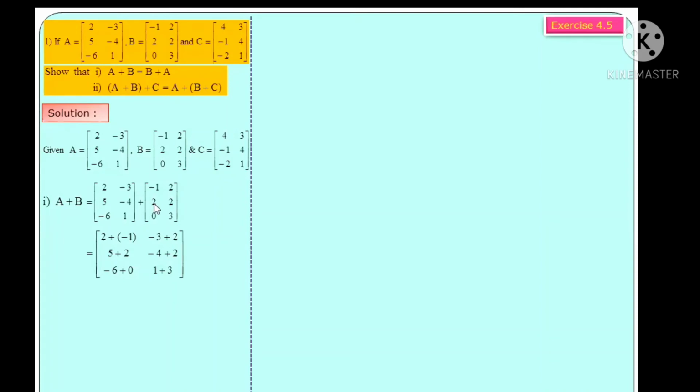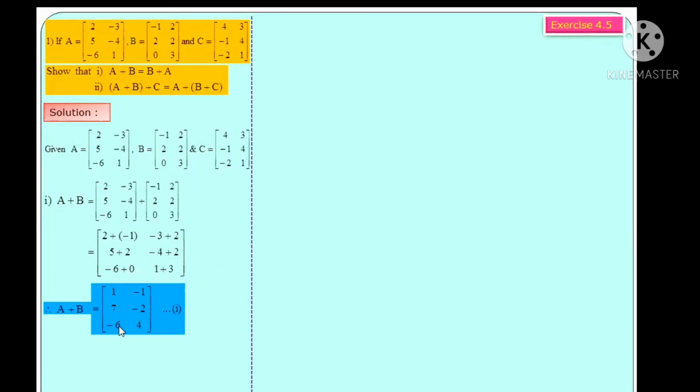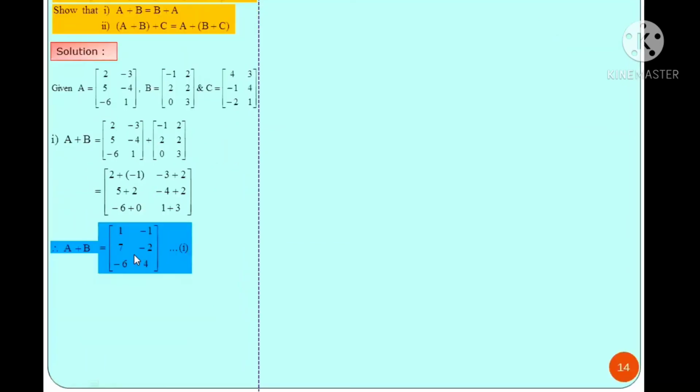Next row, 5 plus 2. Minus 4 plus 2. Observe here. Minus 6 plus 0. And last 1 plus 3. Total values are obtained. 2 plus minus 1 is 1. Minus 3 plus 2 is minus 1. 5 plus 2, 7. Minus 4 plus 2, minus 2. Minus 6 plus 0, minus 6. 1 plus 3, 4. Value for A plus B is obtained.